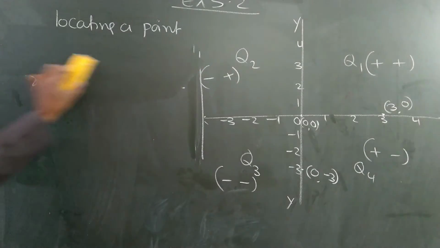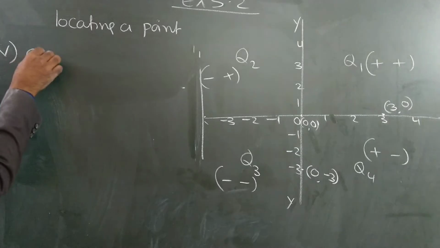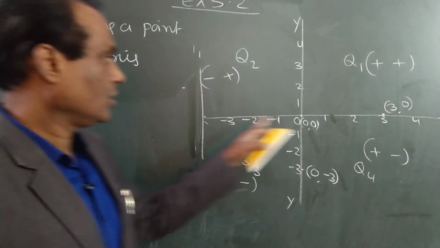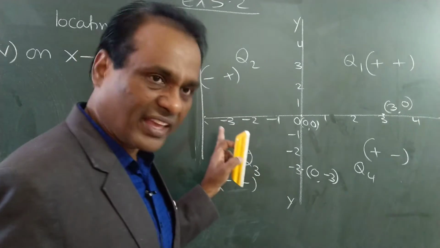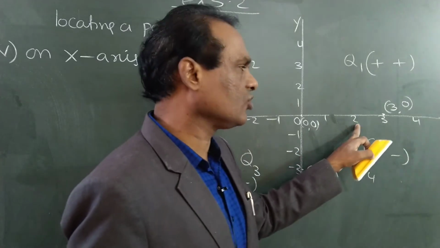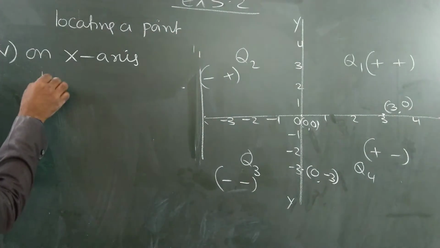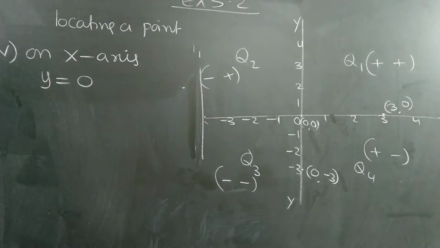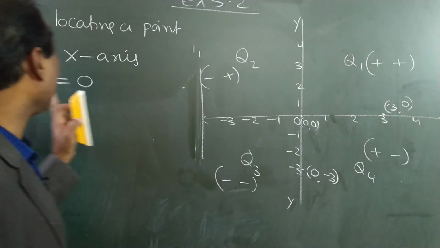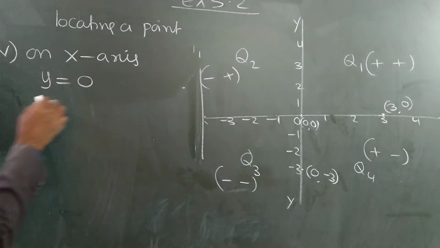Fifth point. On the x-axis, what is the x value? It may be any value. Here x value is 1, here x value is 2. X value may be anything, but y value is 0. On the x-axis, y is always 0. Write down: on the x-axis, y is equal to 0.